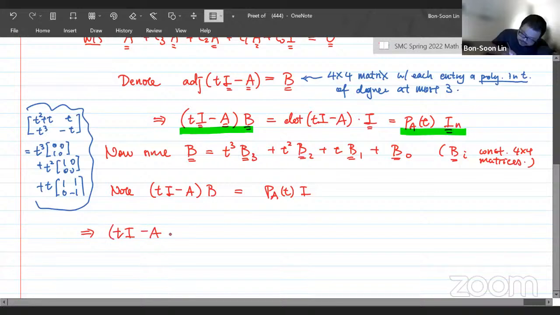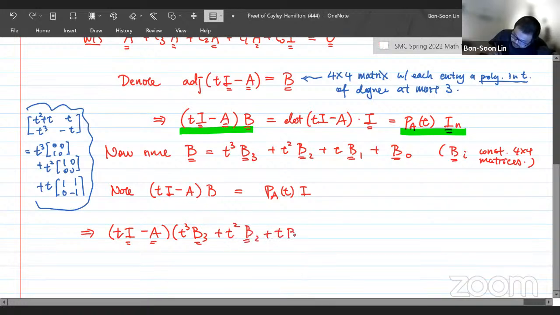Ti minus A. Now B is this T cubed B3. Again, I will underline the matrices, and these are, in fact, all going to be constant matrices now. T cubed B3 plus T squared B2 plus T B1 plus B0 is equal to the characteristic polynomial times I.